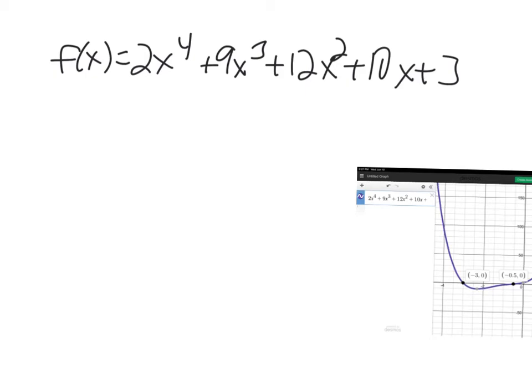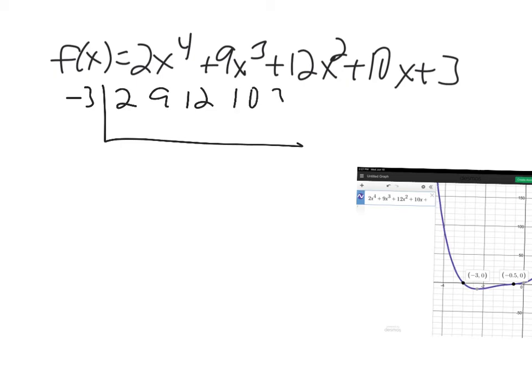So negative 3, and we'll do 2, 9, 12, 10, and 3. And that's 2, and with that, negative 6, and that's 3, and that's negative 9, which is 3. Here's where I had messed up. I knew it wasn't working. And that's a negative 9, and that's 1, and that's negative 3, and 0. So I know it's 0. I know it's a root.